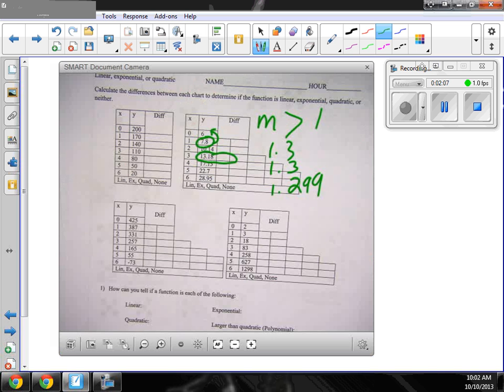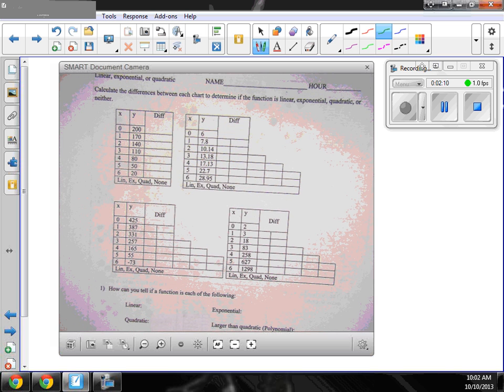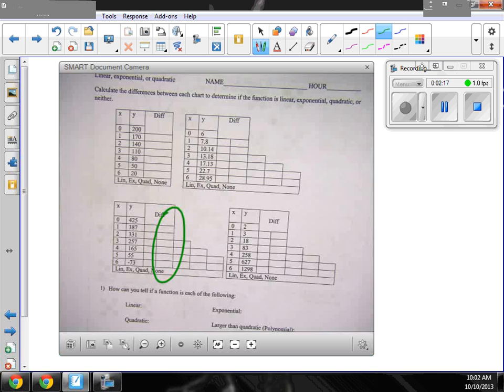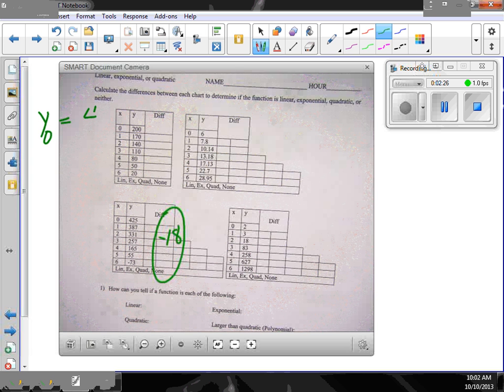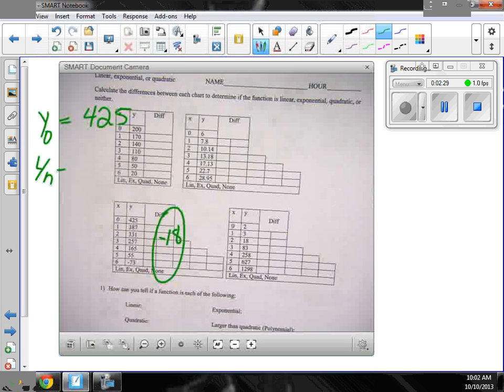Okay, good. The third one, what'd you come up with? Quadratic because it has a common second difference. What is that second difference? -18. So if I were to write my recursive formula, I would write y sub 0 equals 425, and y sub n equals y sub n minus 1. What does this -18 tell me about the recursive formula?